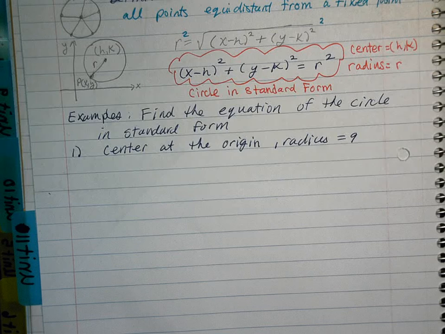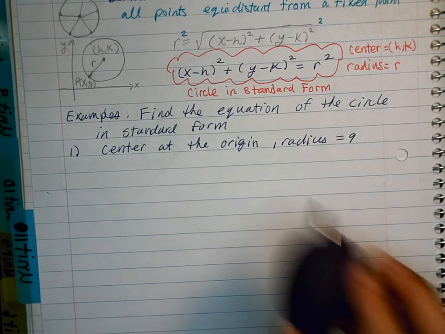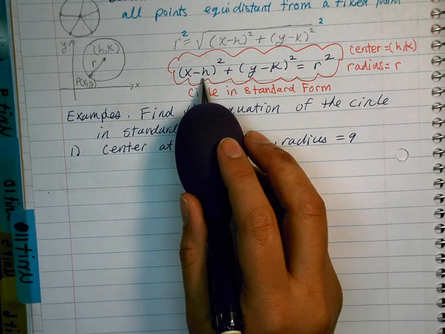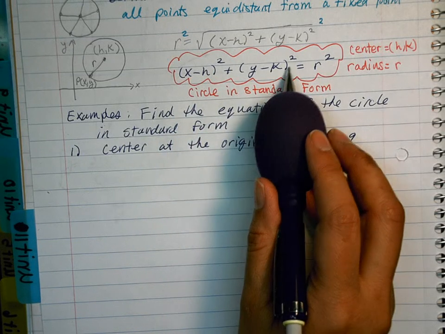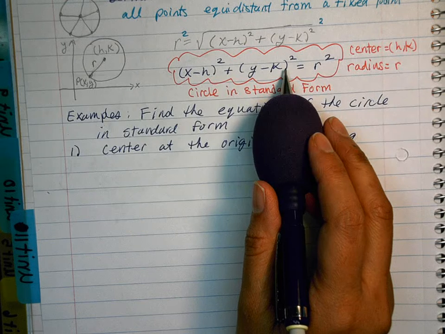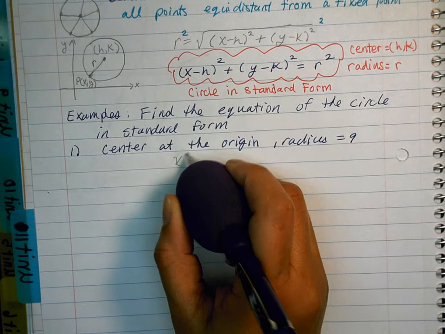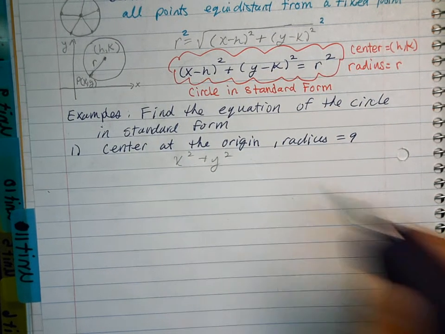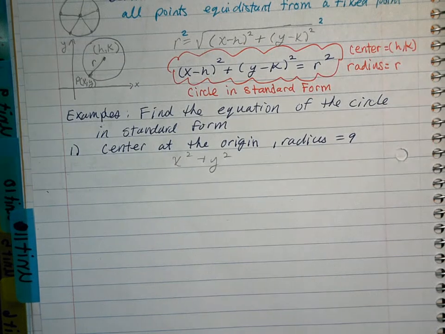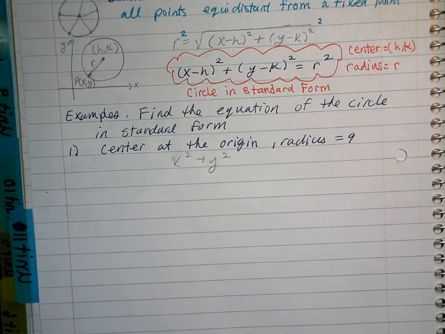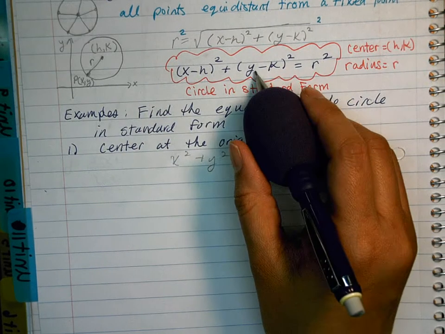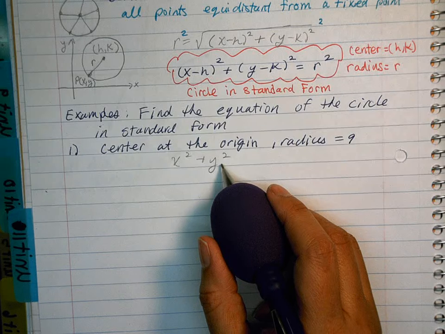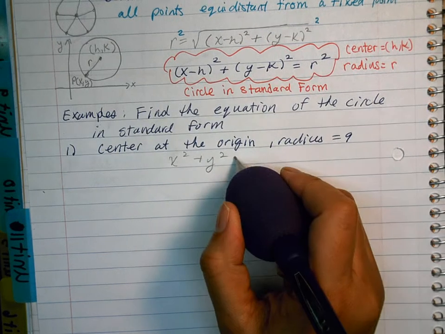All right, now if the center is at the origin, I'm going to have (x minus 0) quantity squared plus (y minus 0) quantity squared. So do you guys agree that would just become x squared plus y squared? Right? Do you guys all see that? Because (x minus 0) squared is just x squared, (y minus 0) squared is just y squared. Equals 9 or equals 81?